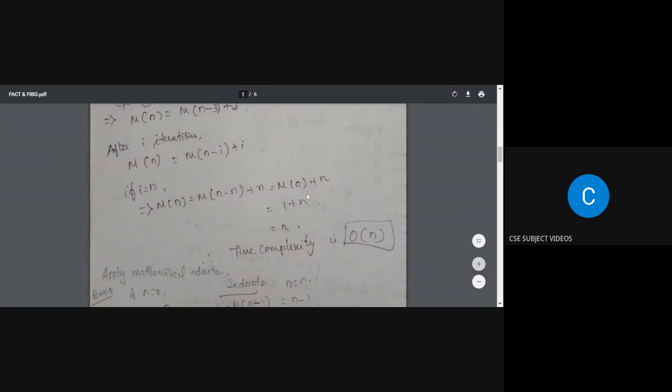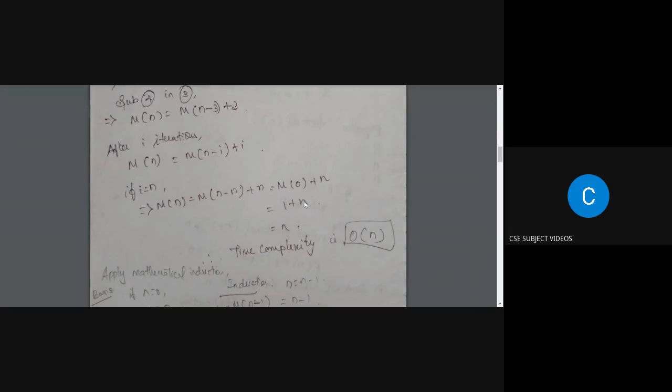What 0 represents here is if the value of n is equal to 0. So if the value of n equal to 0, it is 0 factorial, and 0 factorial is equal to 1. So 1 plus n, after eliminating the coefficients and the constants, you'll be getting n. So finally we can come up with the time complexity equal to order of n. I hope you have understood all this.